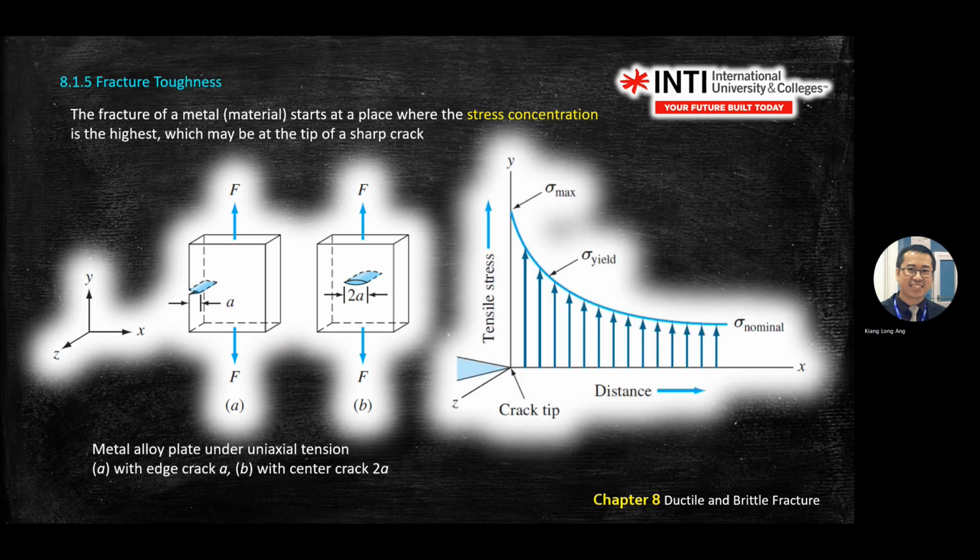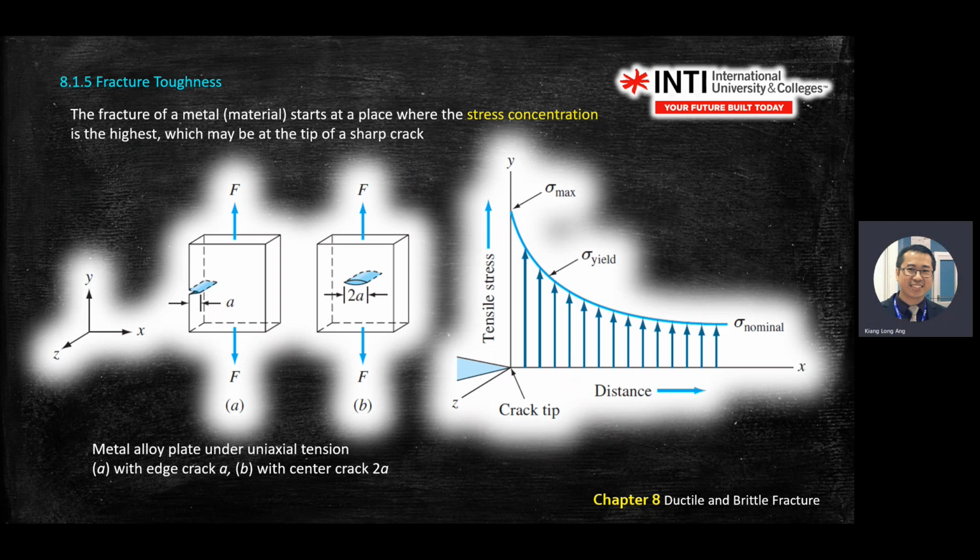So here, on the left, A or B is actually the same. Both of them are subject to tensile loading, uniaxial tension. Uni means one direction. If you plot the graph, y versus x, x is the distance from the side or from the origin, and y is your stress. So you have stress max, and then nominal.